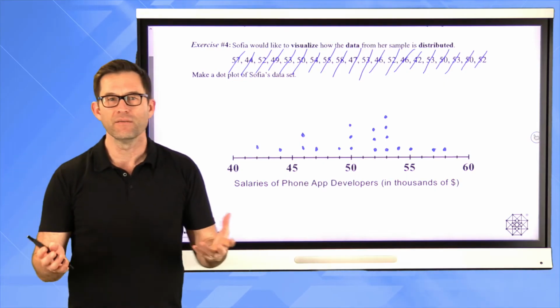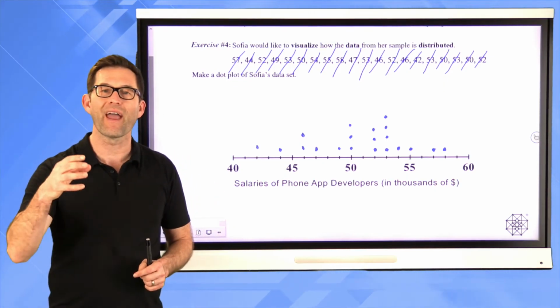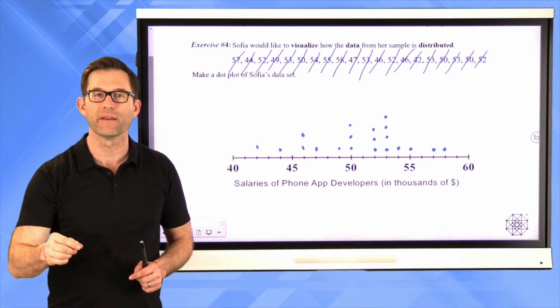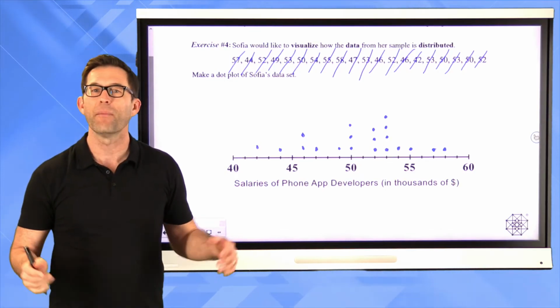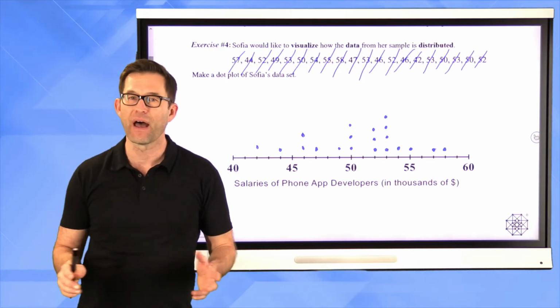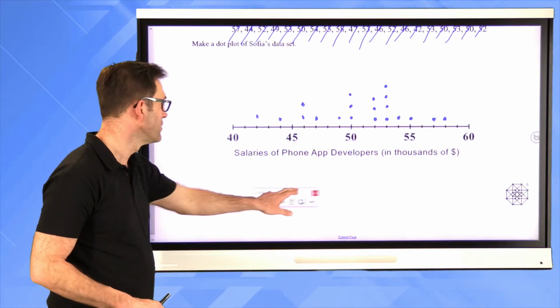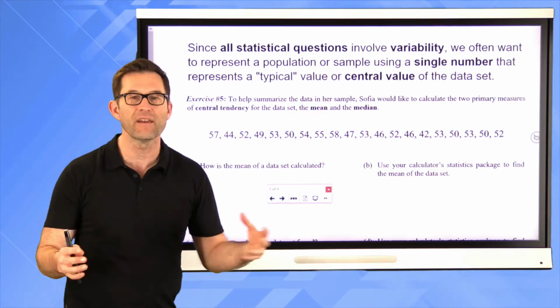And again, all we're trying to do is build up tools to be able to answer her question, right? To answer Sophia's question about how much money beginning phone app developers make in thousands of dollars. And again, it's a nice little graph, right? Gives us a sense for the data distribution.